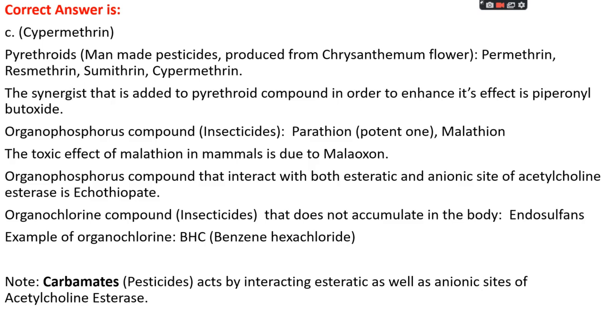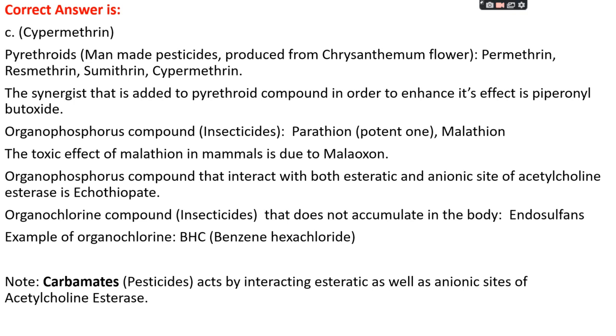Similarly, organophosphorus compounds are used as insecticides. Examples of organophosphorus compounds are parathion, which is potent, and malathion. The toxic effect of malathion in mammals is due to the formation of malaoxon. The organophosphorus compound that interacts with both the esteratic and anionic site of acetylcholinesterase enzyme is ecothiopate.